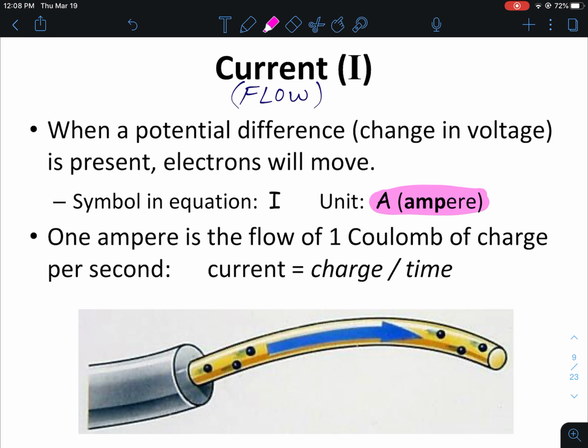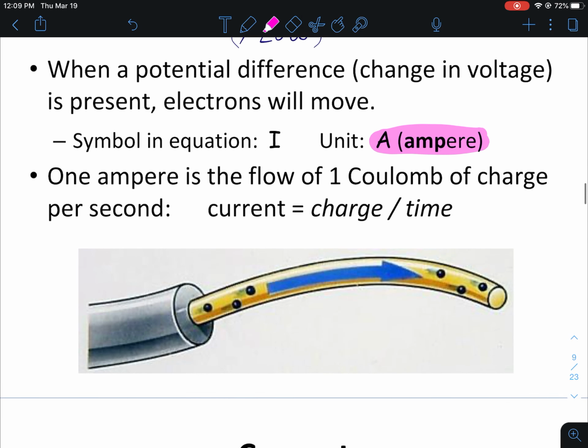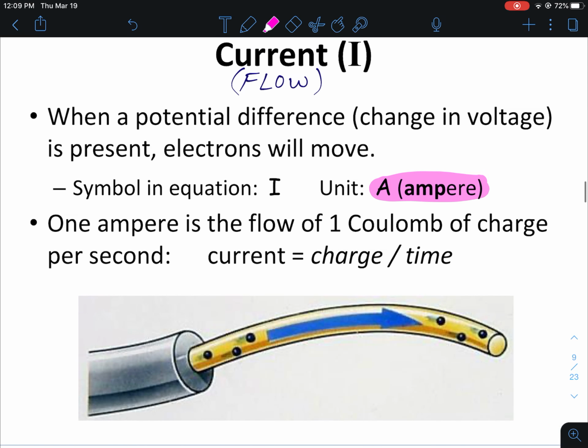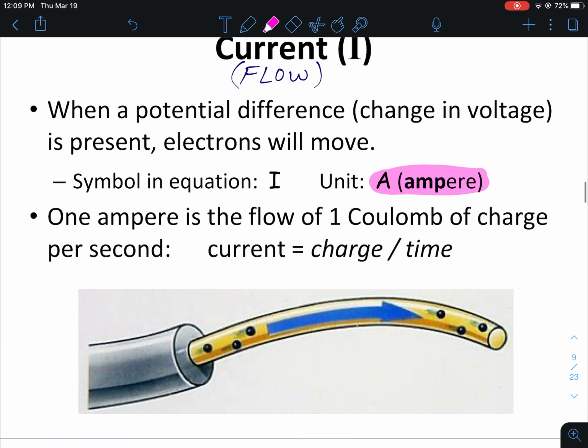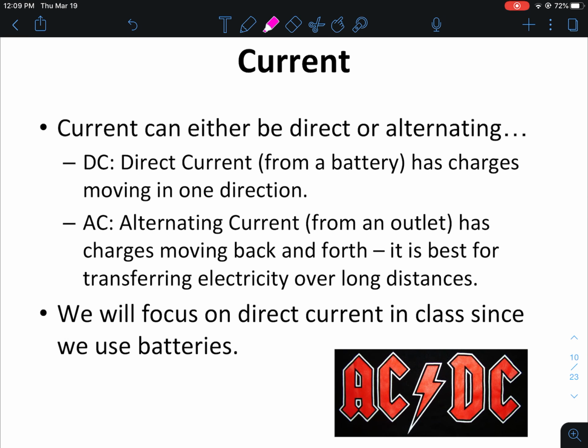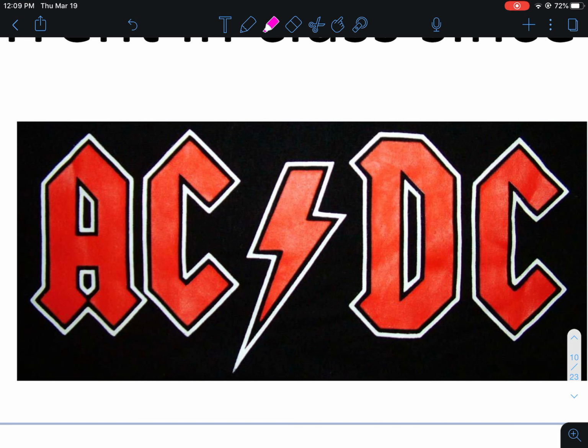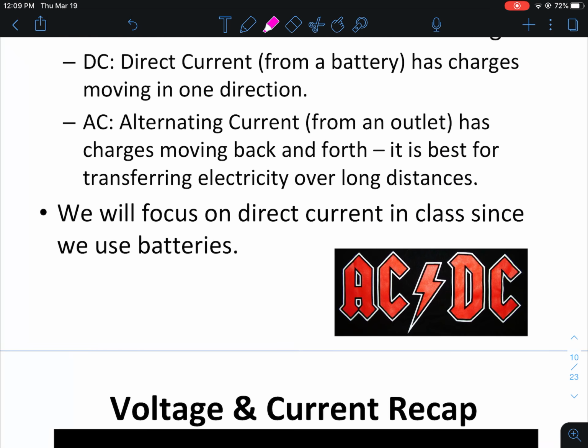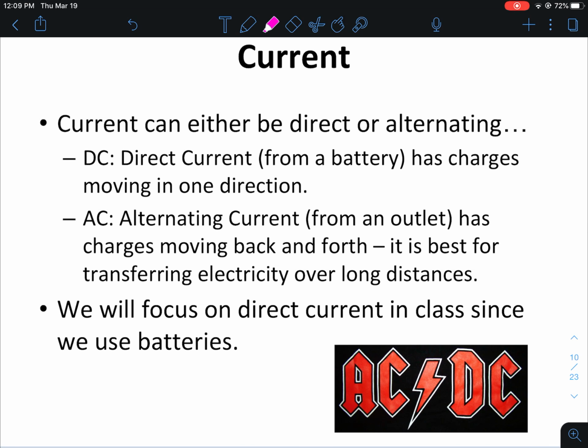Like you have distance, and then the rate at which your distance changes is called velocity or speed. Same thing here. So this is like the velocity to distance. It's the rate at which voltage can flow. Okay? You might be familiar with a little band called AC/DC with that lightning bolt in it. That's no mistake, right? AC/DC refers to the two types of current that you can have. It can be either direct or it can be alternating.